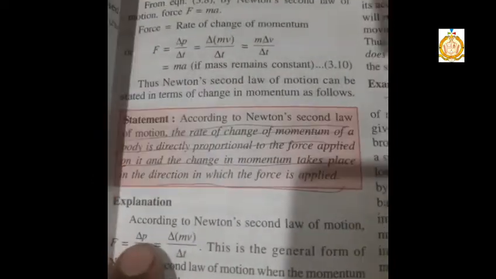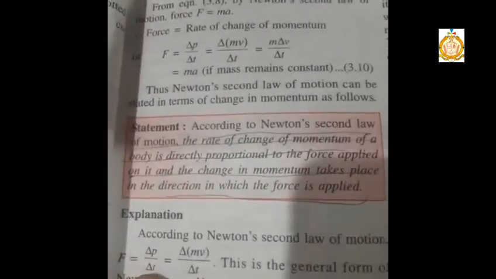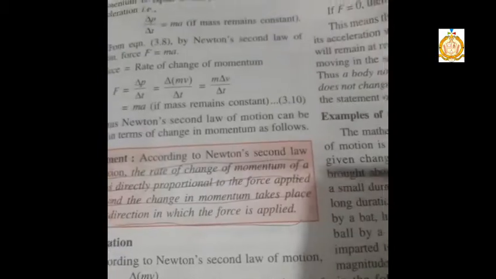So force is equal to change in momentum upon change in time. What is the formula of momentum? Delta mv upon delta t. This is the general Newton's second law definition, and this is the mathematical form of force. So if F is equal to ma, if F is equal to 0, then a is also 0.